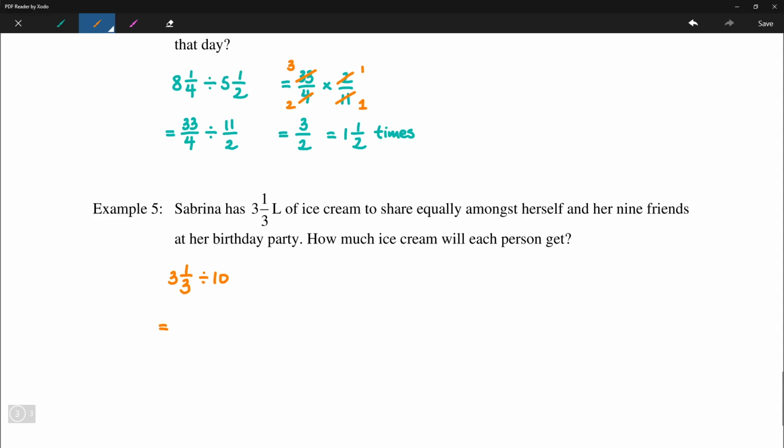Again, we're going to rewrite the mixed number as an improper fraction, so that will be 10 thirds. And then we will rewrite it as a multiplication question. Okay, in this case, the tens will simplify to be ones. So we get a final answer of 1/3 liters of ice cream.